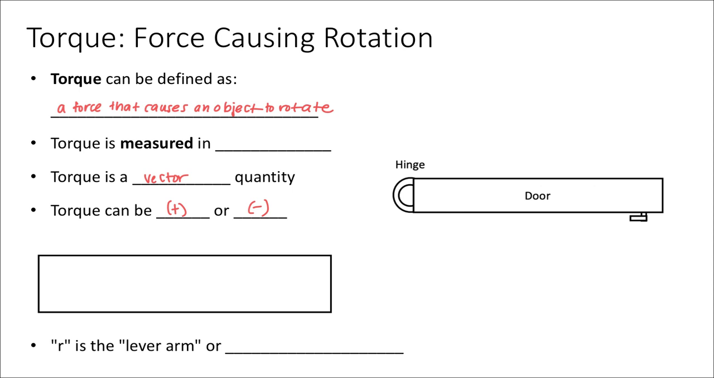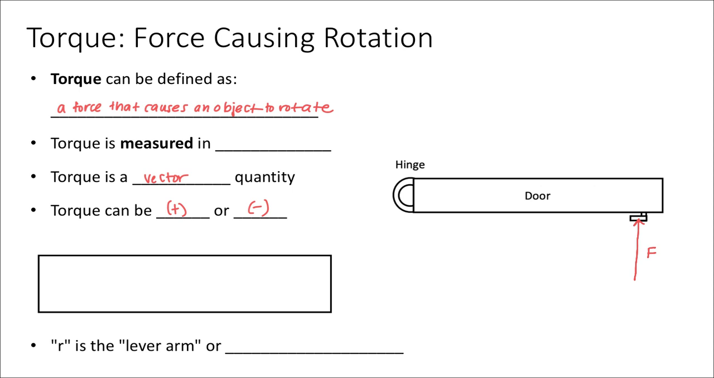I have a diagram on the right of that door, the hinge, and the doorknob. Let's say that I go ahead and push on the door right here on the doorknob. I'm going to call that force just capital F. Because I know that applying that force far away from the door hinge is going to open that door more easily than if I were to push right here at the door hinge, for example. I've observed that in my own daily life.